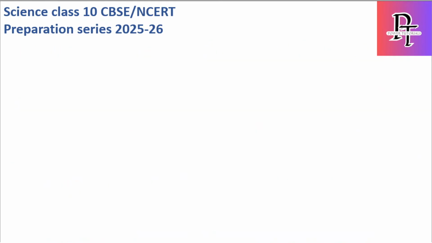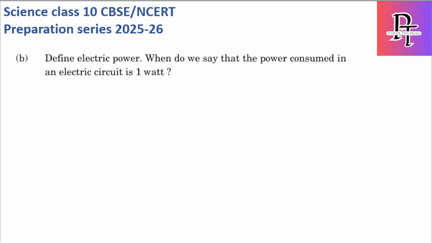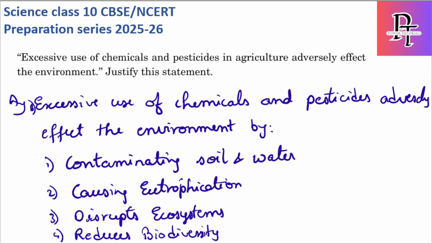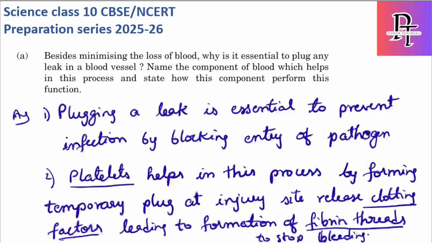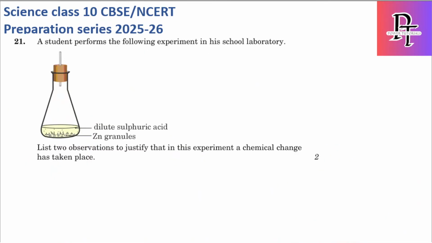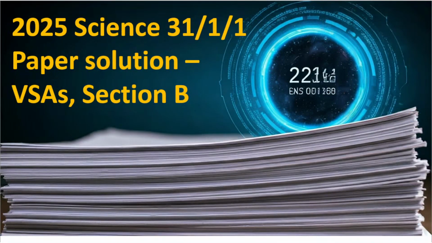You can see these are the answers for biology questions. For physics and chemistry I have kept it blank, so those I will solve live during this session. For section B we have a total of 6 questions, from 21 to 26. So we'll solve them one by one.